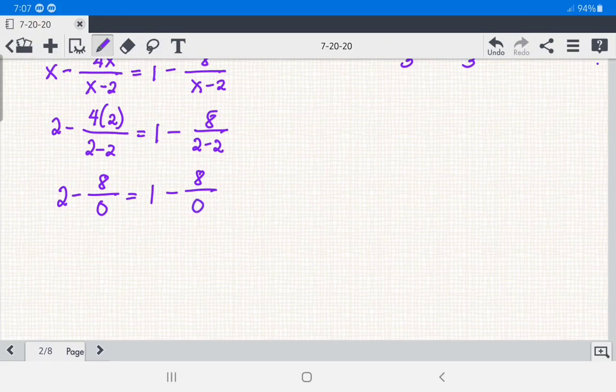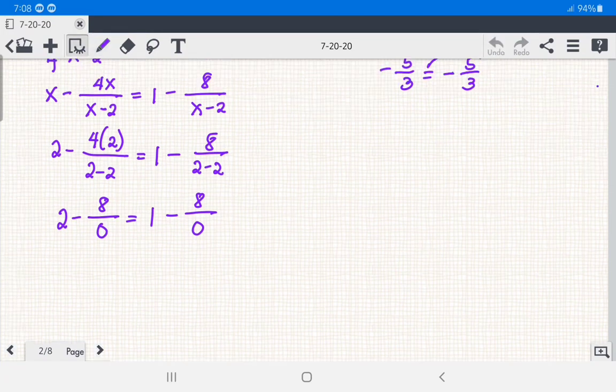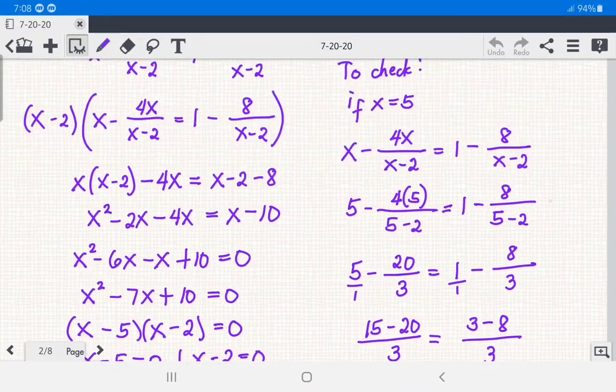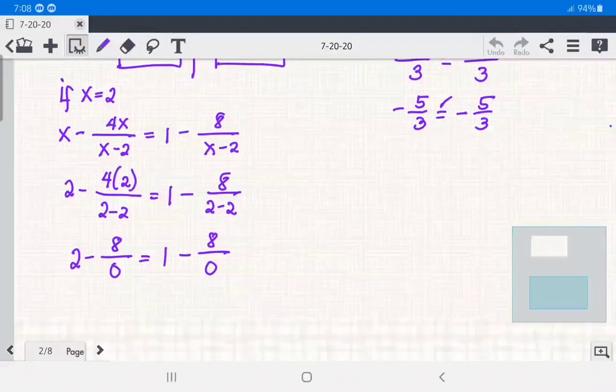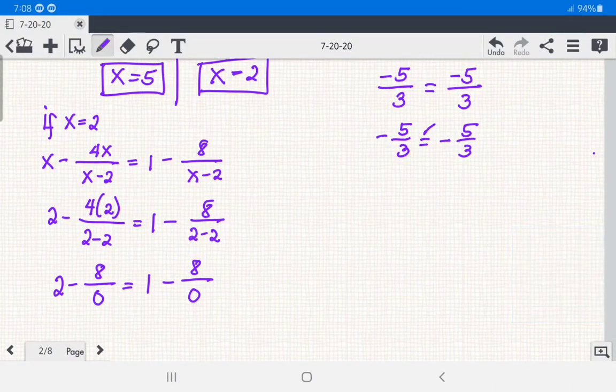So, as you can see, we have here a fraction wherein the denominator is 0. Now, in that case, that is undefined. So, 2 minus 8 over 0 equals 1 minus 8 over 0. That is undefined or does not exist. Okay? Now, what you are going to do is you will just get the solution to this equation, which is 5, because x equals 2 is what we call an extraneous solution.